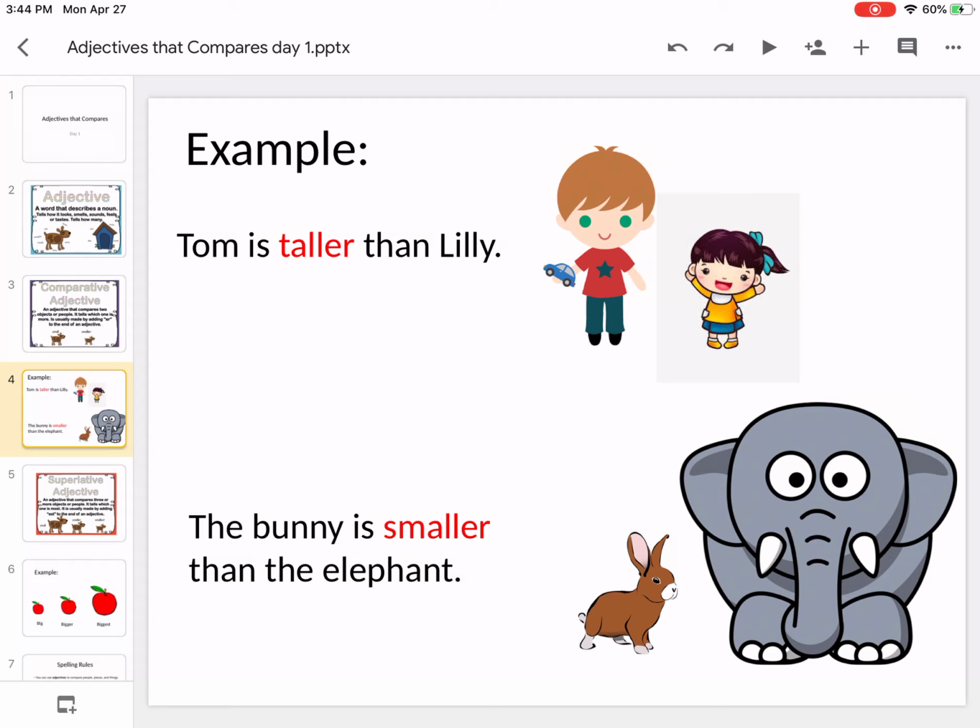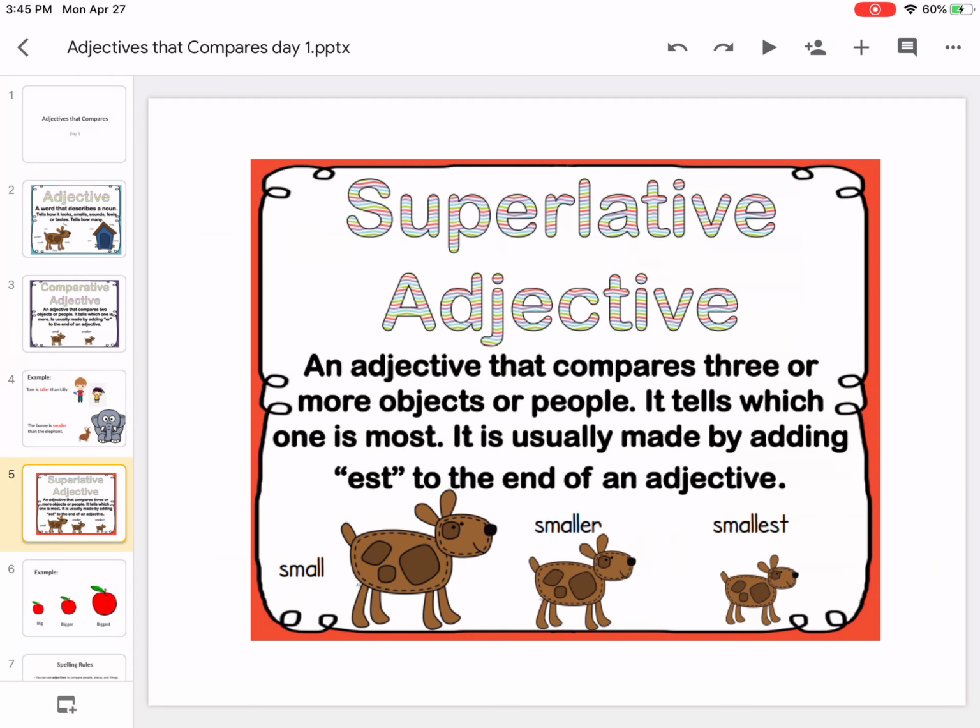And the next example, the bunny is smaller than the elephant. The adjective there is smaller because it is comparing the bunny and the elephant, and the bunny is smaller than the elephant. The next thing that we're going to take a look at is superlative adjectives.